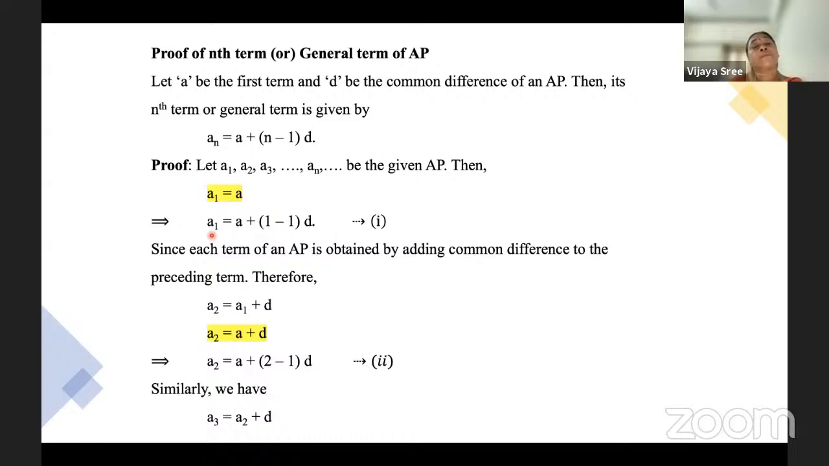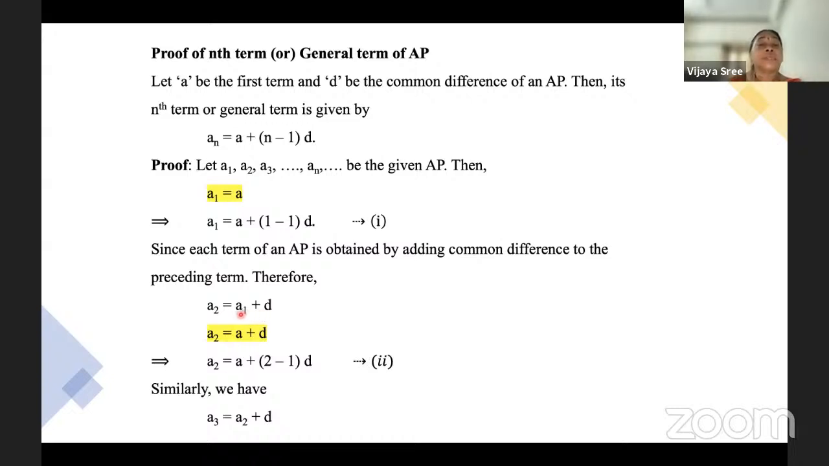What is the first term? A1, that is A. Okay, next. Since each term of an arithmetic progression is obtained by adding the common difference to the preceding term, except the first, we can't add there. Therefore, A2 is the second term. Here A1 is the first one, so this is the preceding term. Add D, the common difference, to the preceding term. A2 equals the preceding term plus the common difference.